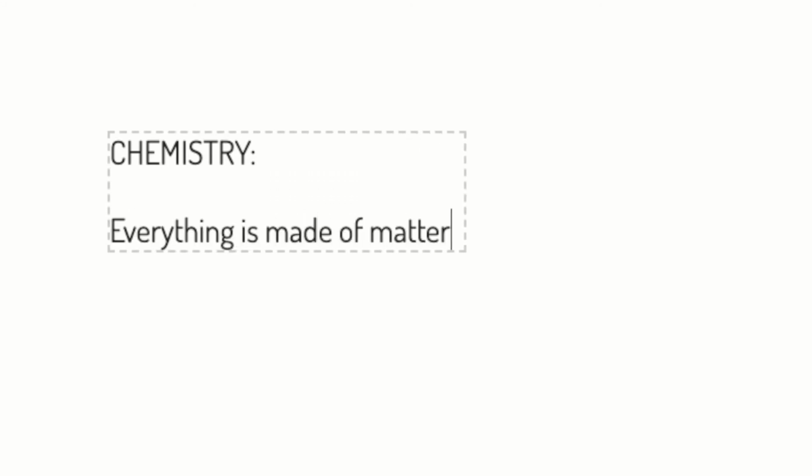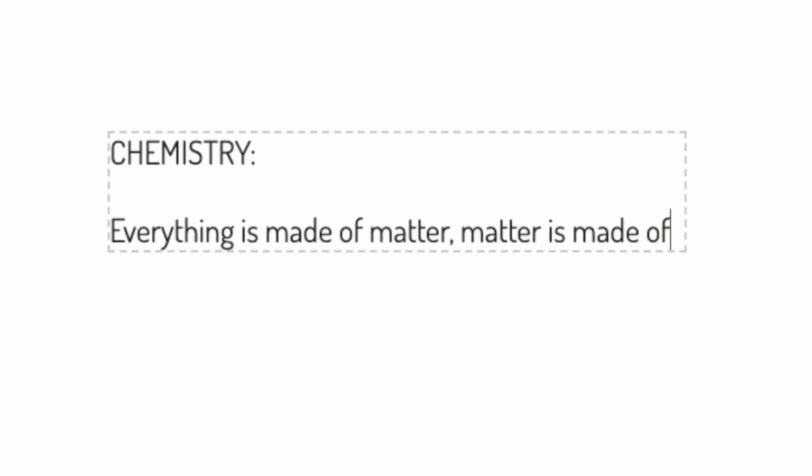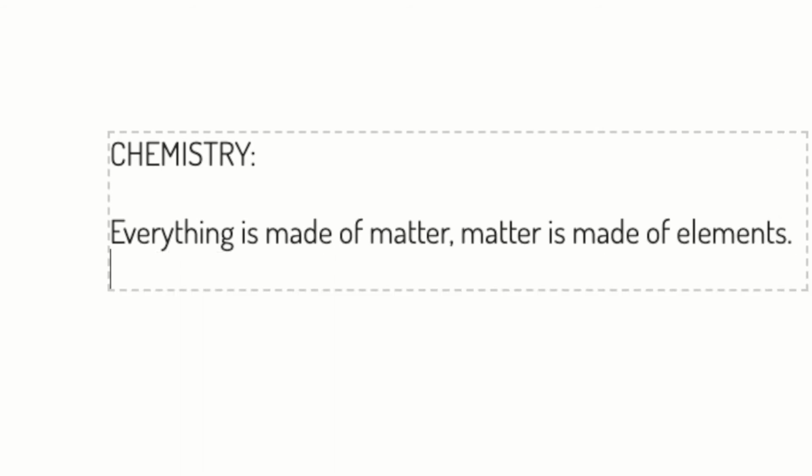But today's notes is titled Chemistry. And first, I want to say that everything in the whole universe is made of matter. So everything is made of matter. And matter is made of all the elements. Okay, so matter is made of elements. And as humans, we have organized in a table all the different types of elements. And that table is called the periodic table.